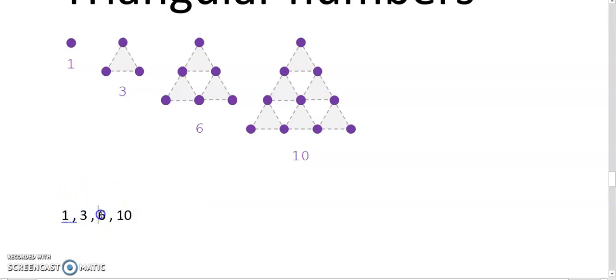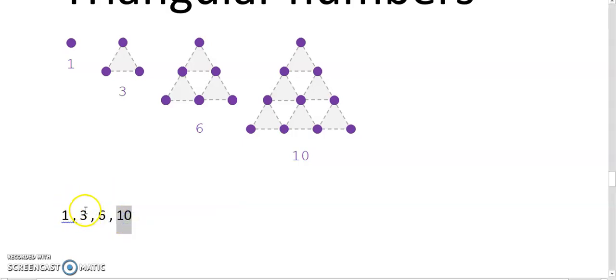To go from 3 to 6, how much do I add? Plus 3. You can see that here. To go from here to here, I added 2 dots on. Then to go from here to here, I added 3 dots on. Then to go from here to here, I added another 4 at the bottom. You see that here, 6 to 10, you add 4.